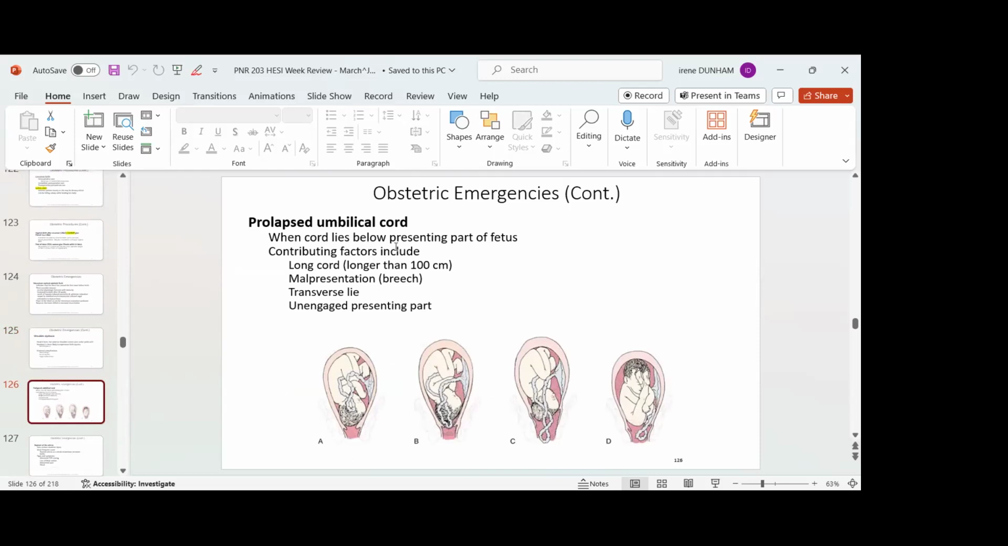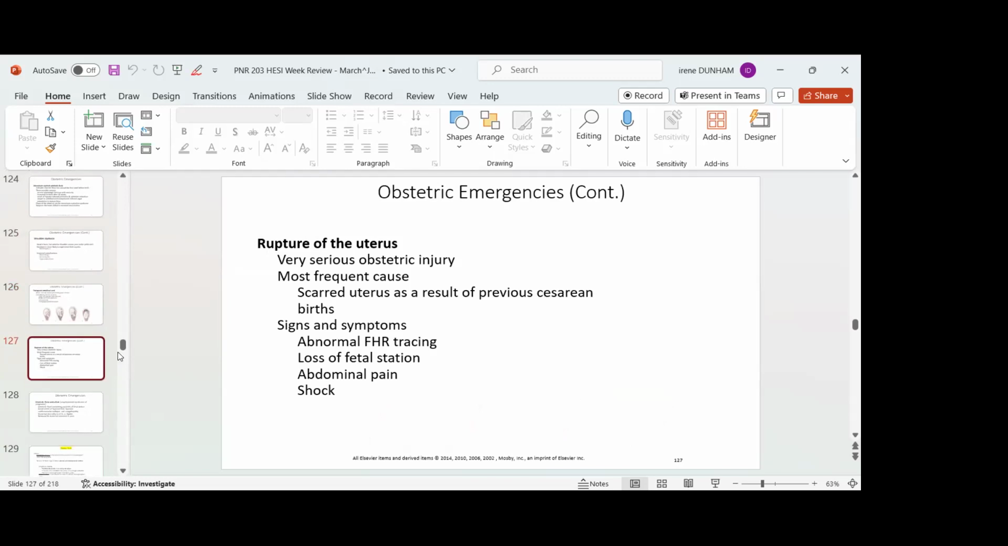Another topic I like to hit upon is the prolapsed cord. When the cord lays below the presenting part of the fetus, as you can see, here's your cord. That is a medical emergency. Sometimes the cord is real long. Sometimes baby's in a breech position. The bag of water breaks, the cord comes through. This is an obstetrical emergency, like I said, and we have to get the baby out.